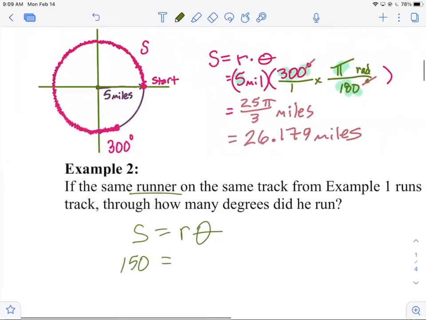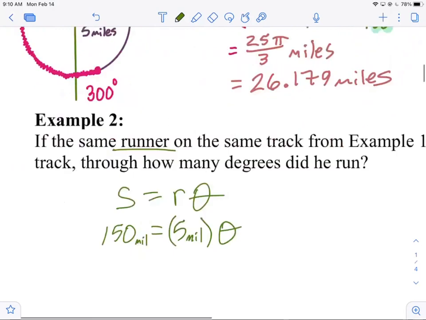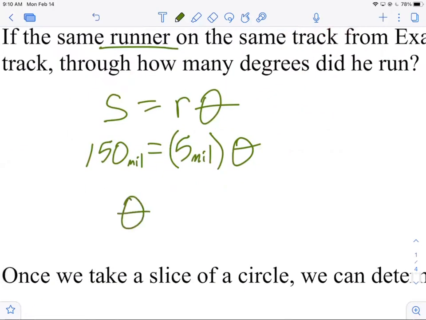The track hasn't changed. It's 5. Now, here's where you want to be careful. Are these units the same? 150 miles and 5 miles. Yeah. So again, when you're not sure, it's best to include units. All right. And then I don't know what theta is. So now I can solve for theta by dividing both sides by 5. So theta equals 150 miles divided by 5 miles.